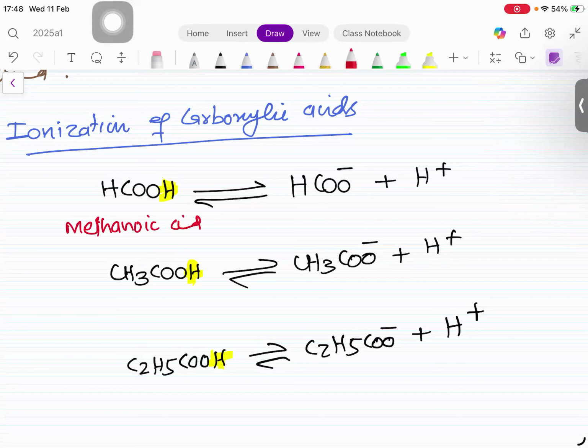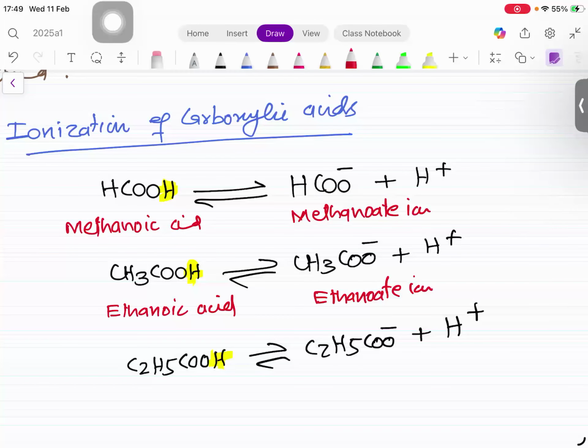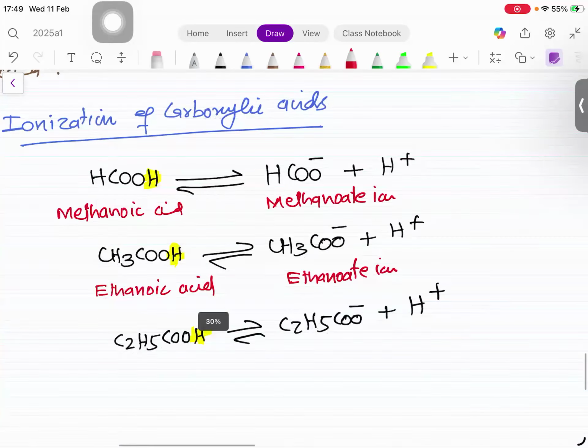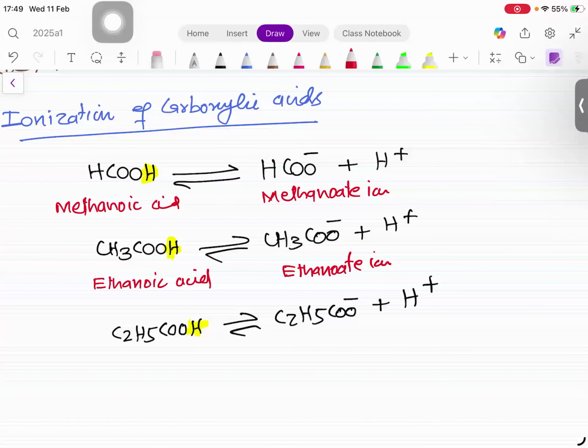So if this is methanoic acid, after ionization, it turns into what? Which ion? Methanoate ion. Okay? If this is ethanoic acid, it turns into what? Ethanoate ion. Okay? If this is propanoic acid, it is propanoate ion.